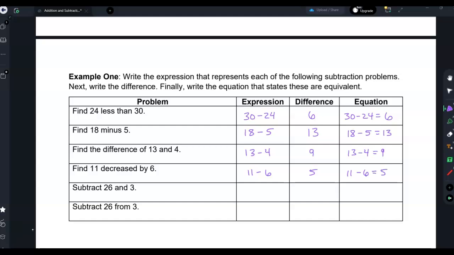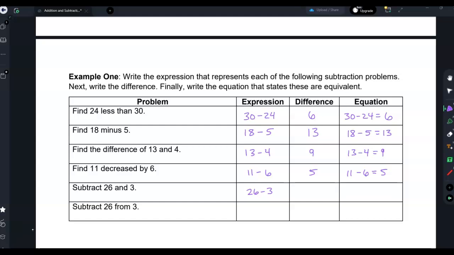Subtract 26 and 3, and then you'll notice the one below that says subtract 26 from 3. So these are two different subtraction problems. Subtract 26 and 3 means you're going to list them in your subtraction in the same order that they're listed. So 26 minus 3. Subtract 26 from 3 is similar to the first one where we said find 24 less than 30. Whatever it's less than would come first. Whatever we're subtracting from would come first.